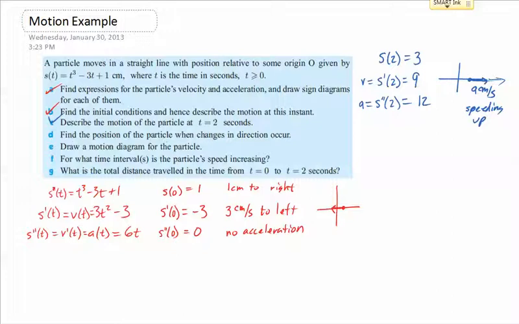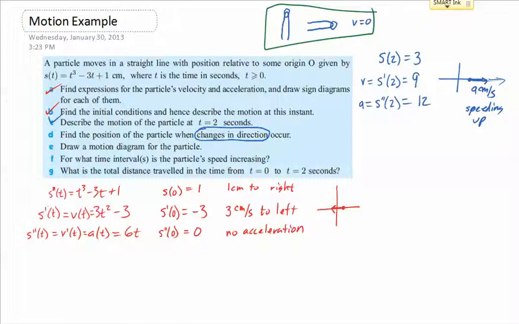All right, letter D. Find the position of the particle when the changes in direction occur. Now, we talked about in class these key words. At a change of direction, whether it's going up and coming down or going right and coming back to the left, at that point in time we need the velocity to be 0. So we're going to take this idea of velocity being 0 and plug it in.